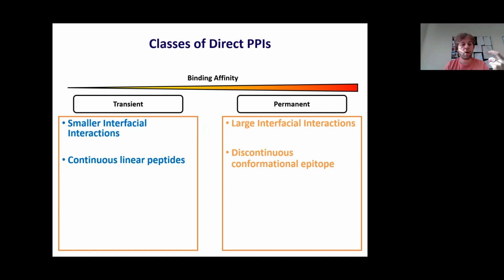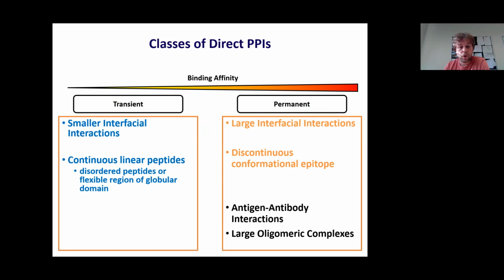Whereas the weaker transient interactions are more closely associated with continuous linear epitopes. That's a single peptide region, in either primary or secondary conformation, which is primarily responsible for the protein-protein interaction. So this includes disordered peptides or flexible regions of globular domains. Whilst permanent interactions are more associated with antigen-antibody interactions and large oligomeric complexes, transient interactions are involved in cell signaling and regulation of protein activity. And it's this space, at least I feel, that is the biggest opportunity for drugging protein-protein interactions.